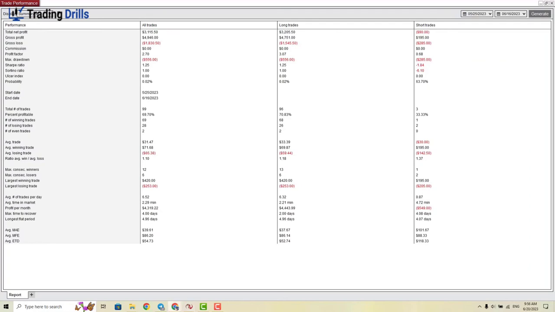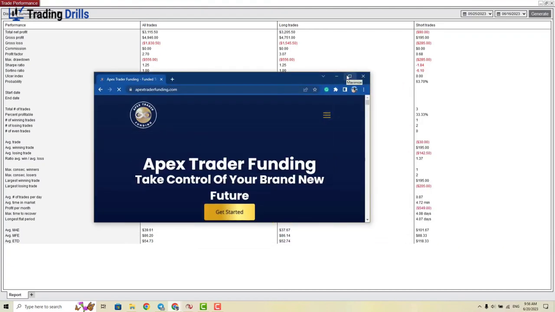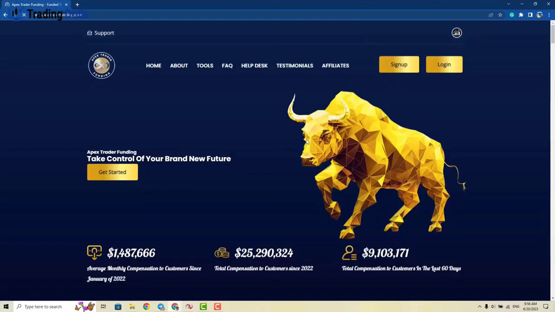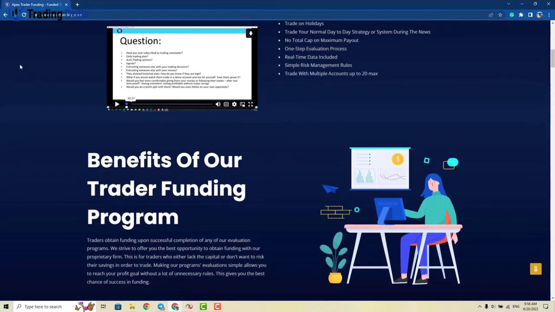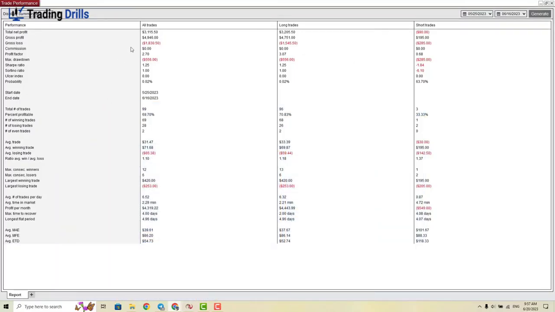But before we do that, let me show you the Apex official website. I can show you the 50K account. If we go down here, you can see this is the 50K account. There is a trailing drawdown or threshold of $2,500, and the profit goal to pass this challenge is $3,000. So anyways, back to the trade performance.